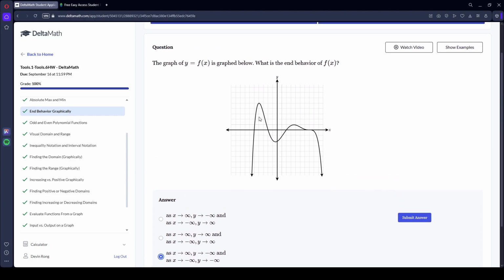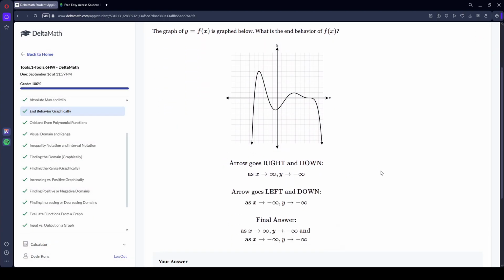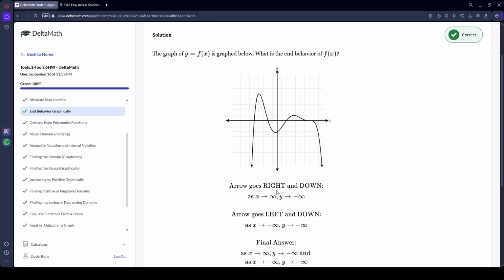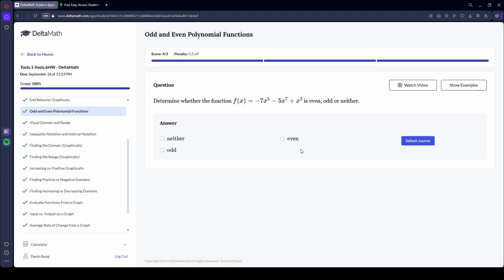I'll show you how this looks like in real life, but face reveal at 67 subs. See? Look, right and down, left and down. Easy, easy.